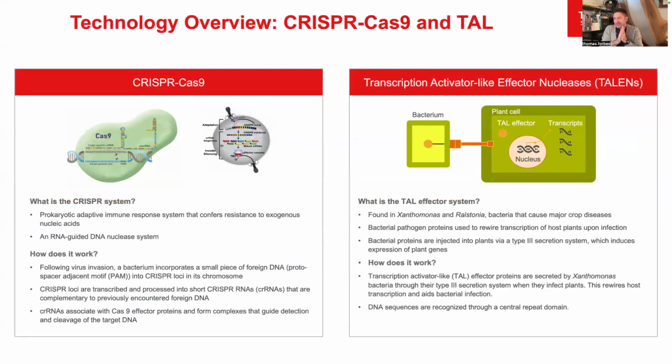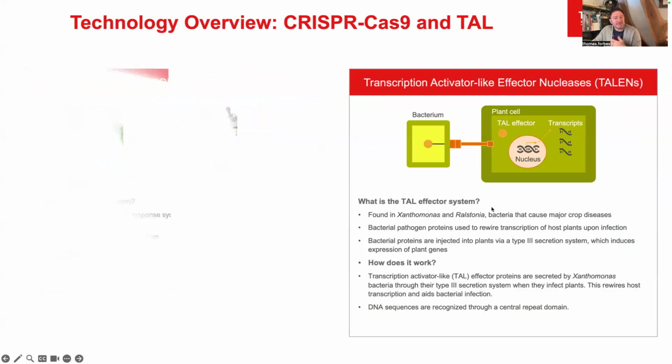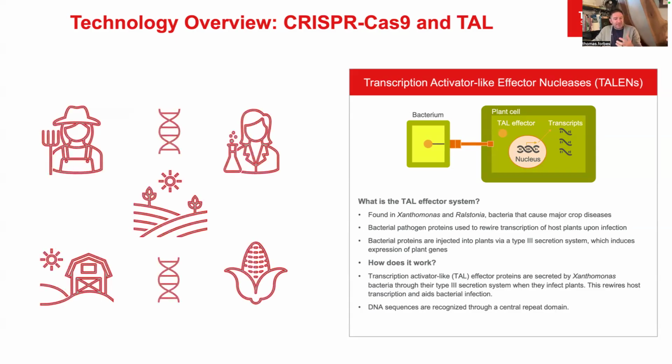All right, I'm going to go back again to this slide and talk about TALENs, transcription activator-like effector nucleases, as we see on the right here. Again, you don't have to remember what TALENs stands for. TALENs is fine. But these are based on effector proteins that are secreted by certain types of bacteria, in this case, bacteria that we know can cause major diseases in crops. And these pathogenic proteins rewire transcription of plants upon infection, and then induce expression of certain genes, obviously in a much simpler manner in plants.